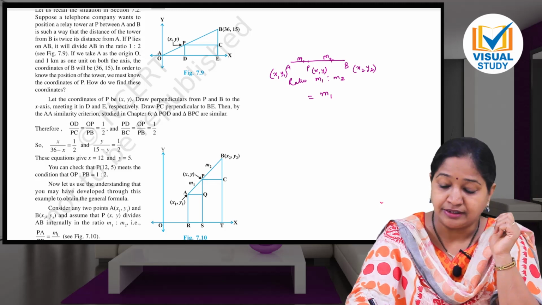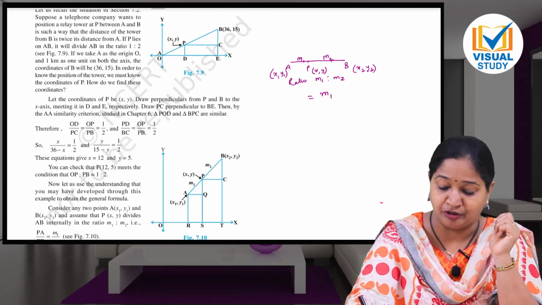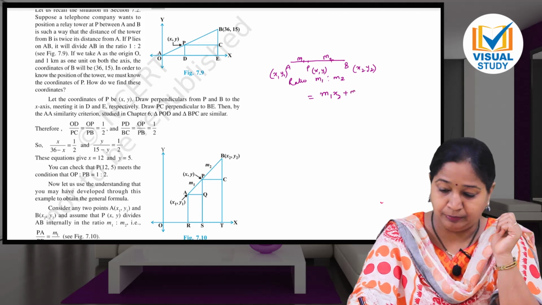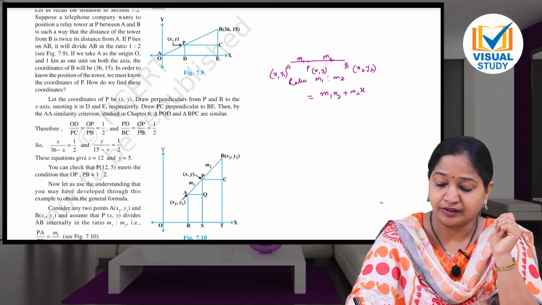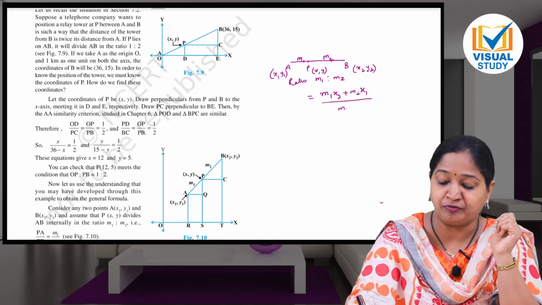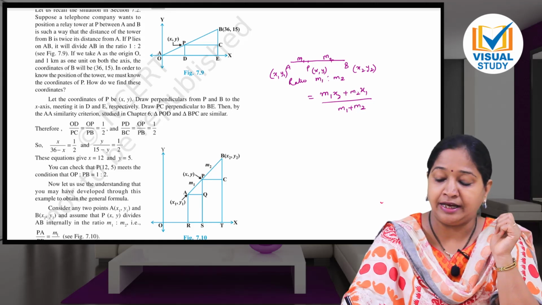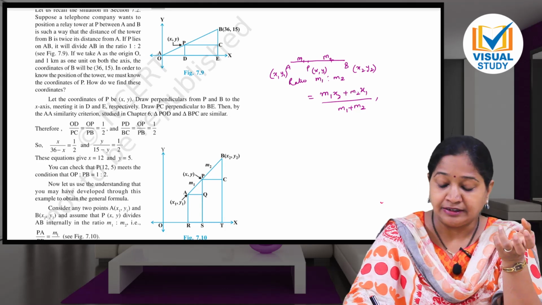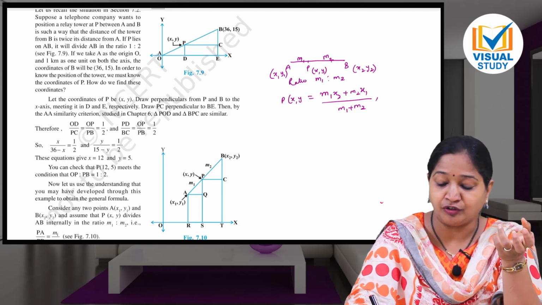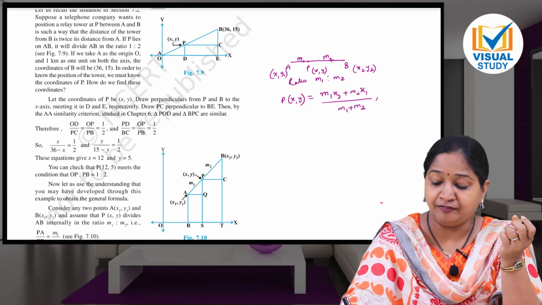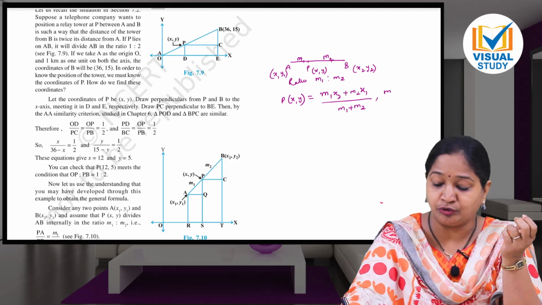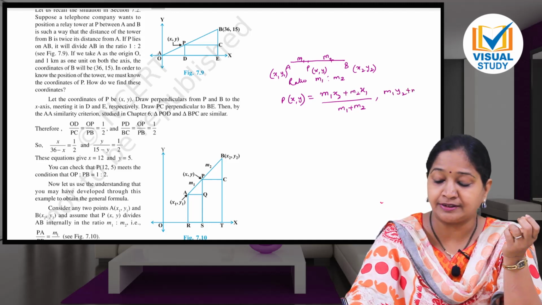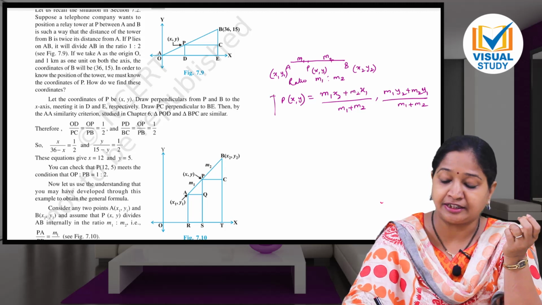is M1, see, you have to cross multiply: M1 x2 plus M2 x1 upon M1 plus M2. And for taking the value of y for P, you have to do M1 y2 plus M2 y1 upon M1 plus M2. This is the section formula.